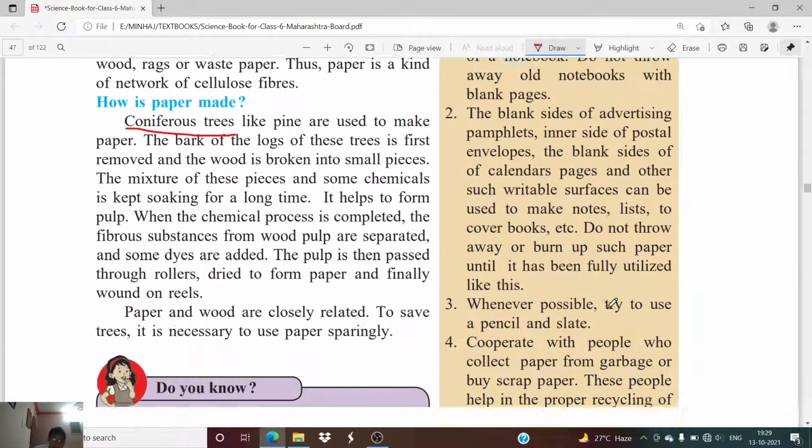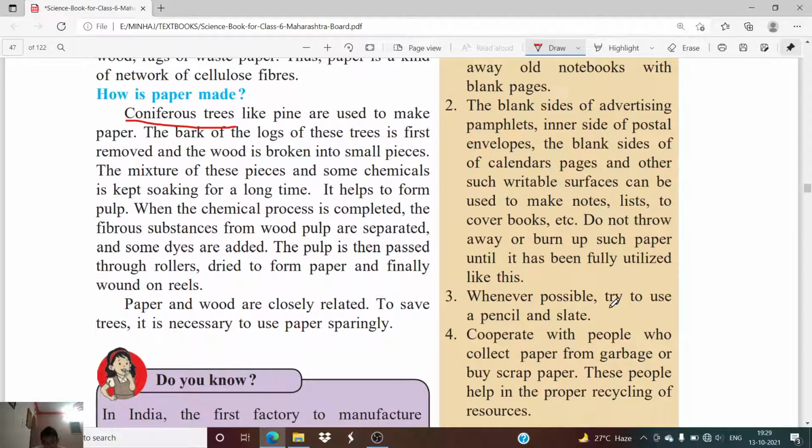Whenever possible, try to use a pencil and slate. If we are doing any kind of calculation, we can calculate with the help of a pencil, and then erase it once we are convinced with the answer. Once we have what we want from the calculation, the same page can be used for other calculations. Or else we can use a slate or a board for this purpose.